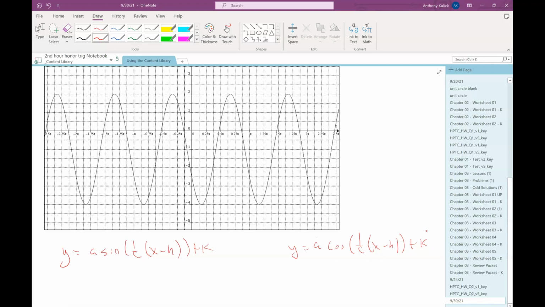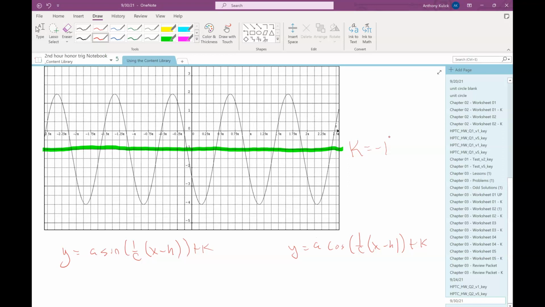So what I like to do to start is identify the midline. So if I look at the graph, it appears that this would be my midline. You guys agree with that? So what does the midline tell me? It tells me the value for k. Everybody good with that?